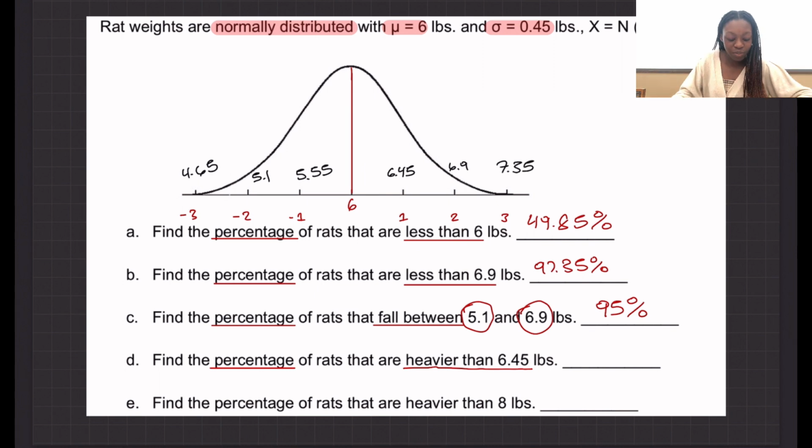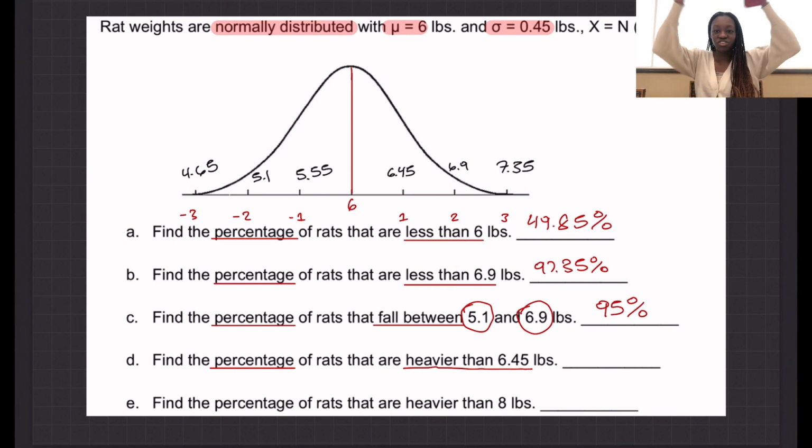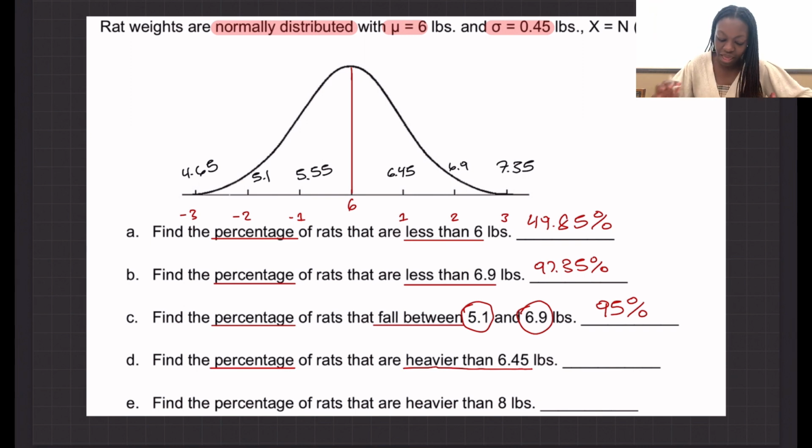Now we know, because we're on just one side, it's not 99.7, which is both sides of the curve, it's just half of it. So the percentage of rats heavier than 6.45 is going to be, actually I want to slow down and make sure I'm doing this correctly. So we're looking for all numbers that go past 6.45. So it's just here. Okay, here's a challenge question for us.